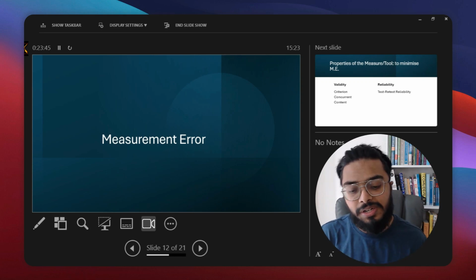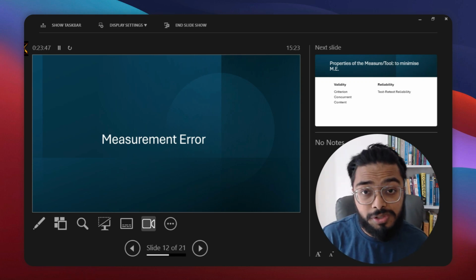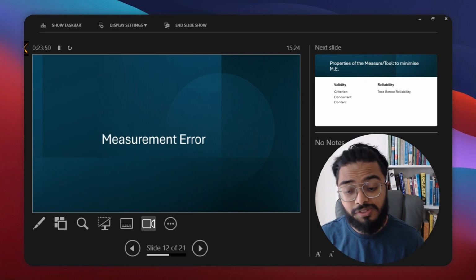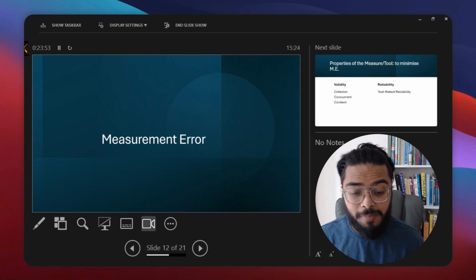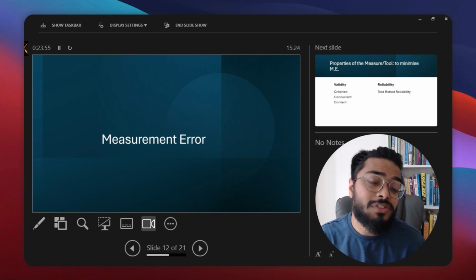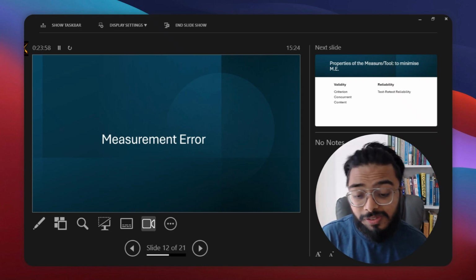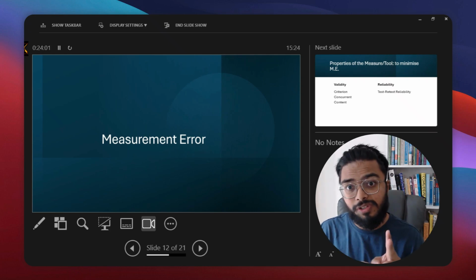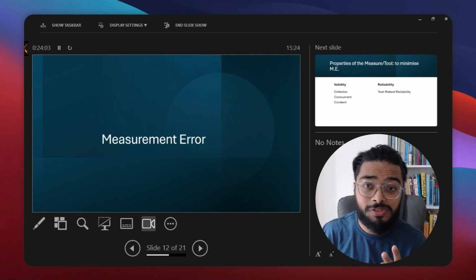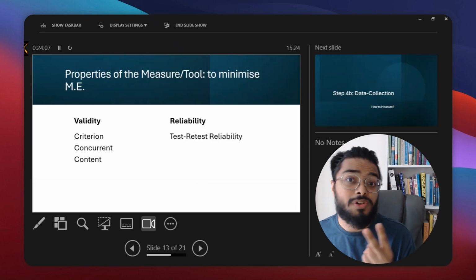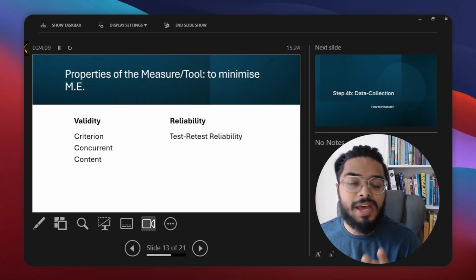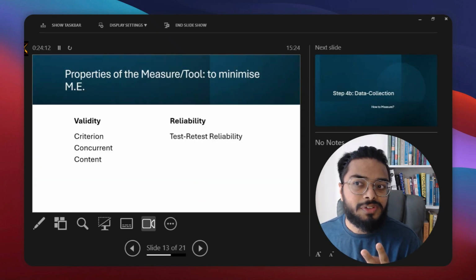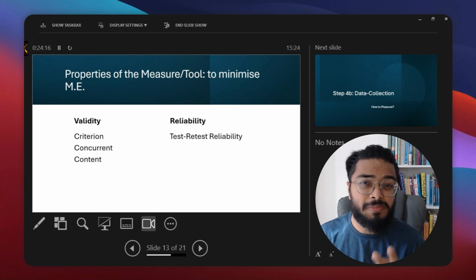Collecting data isn't just about gathering information, it's about getting it right. Now, measurement errors can seriously mess up your data. So it's important to consider two different attributes of the measure or the tool, which are reliability and validity, because you need to consider that to be able to reduce measurement error.